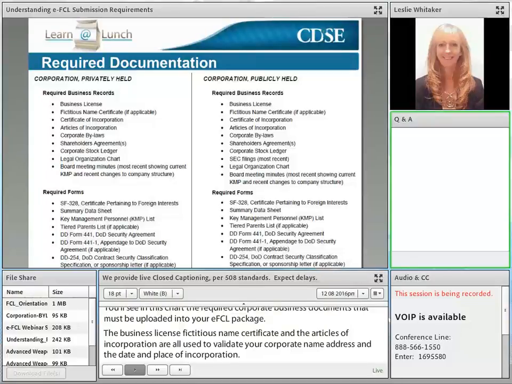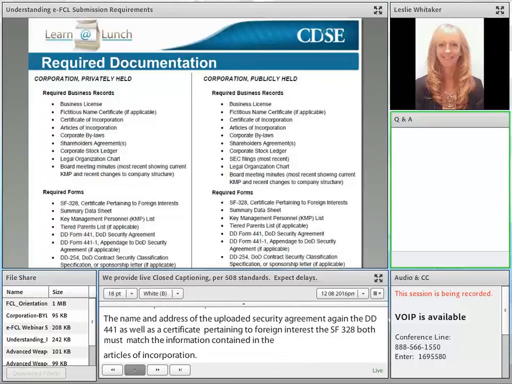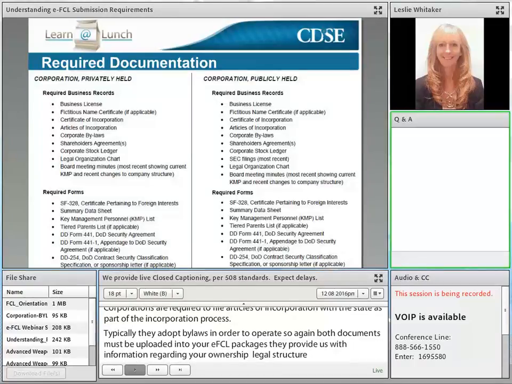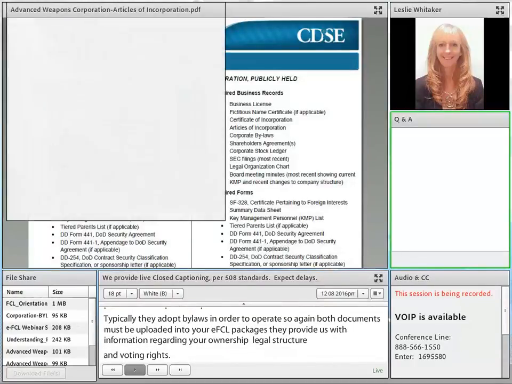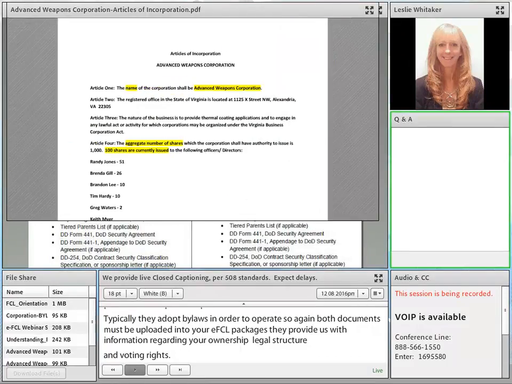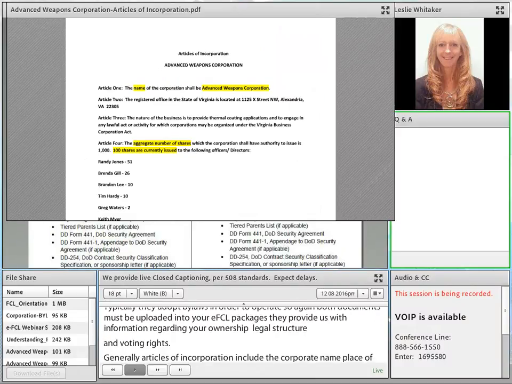Corporations are required to file Articles of Incorporation with the state as part of the incorporation process, and they typically adopt bylaws in order to operate. So again, both documents must be uploaded into your eFCL package as they provide us with information regarding your ownership, KMP, legal structure, and voting rights. Generally, Articles of Incorporation include the corporate name, place of birth, number of directors, number of shares of stock, along with information about the rights and preferences of the shares. So let's take a closer look at an example of an Article of Incorporation document for the fictitious Advanced Weapons Corporation.